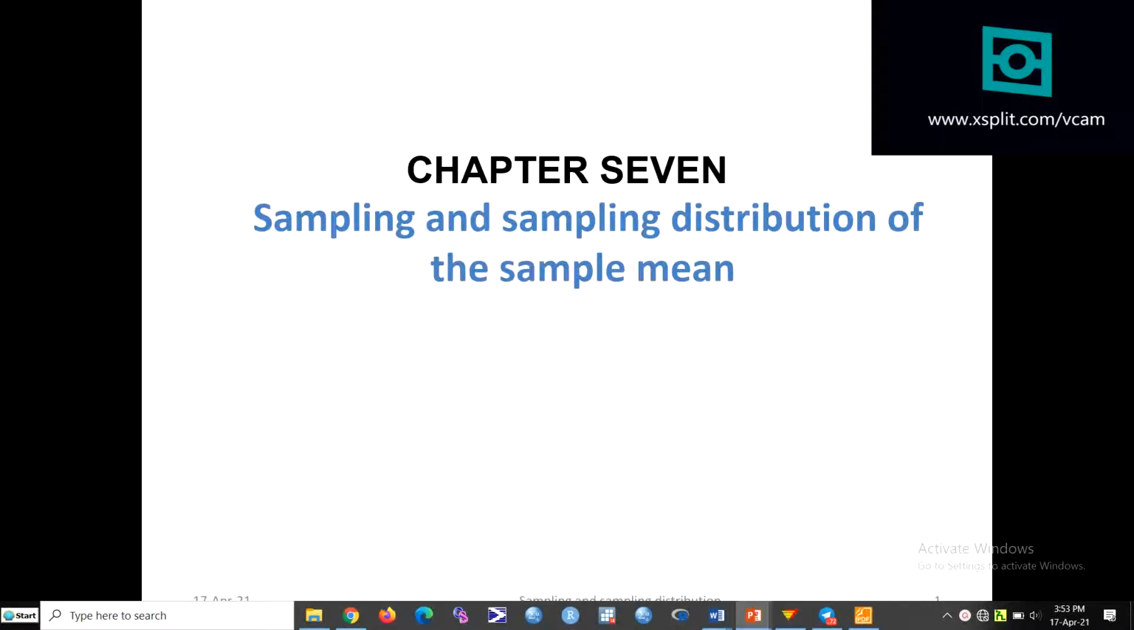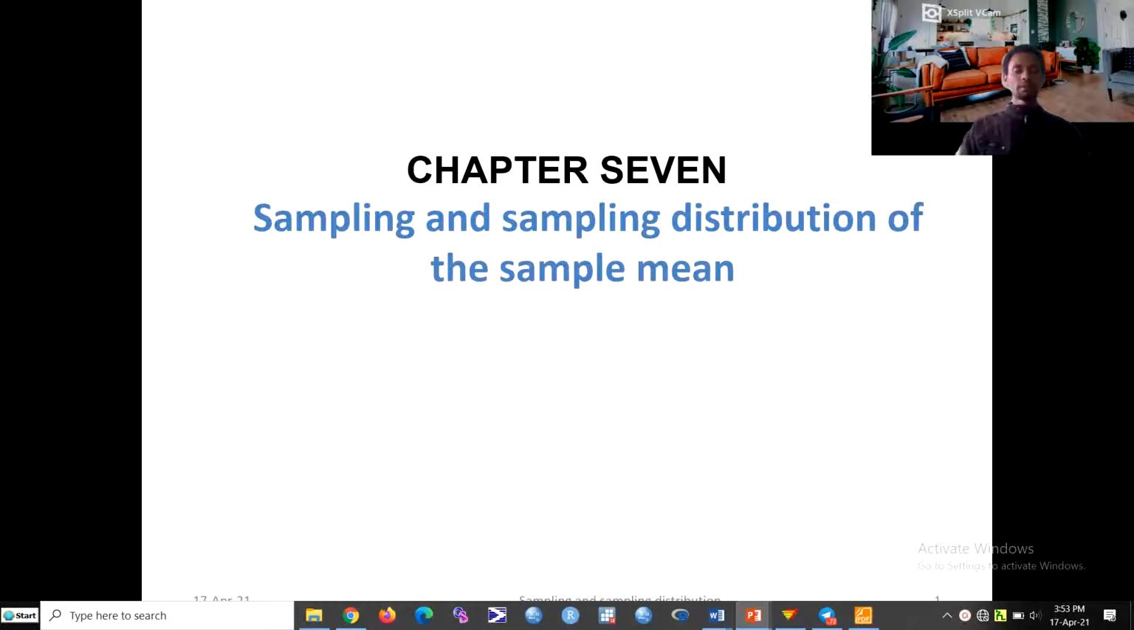Distribution of the sample mean. So here, as the title indicates, sampling and sampling distribution concentrates on two ideas. The first one is sampling, and the second one is sampling distribution of the sample mean.